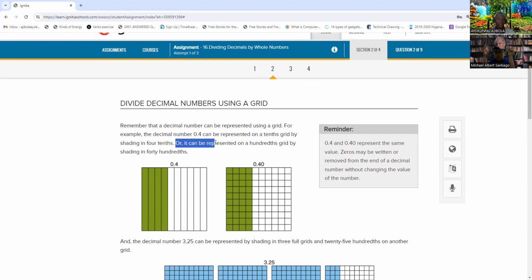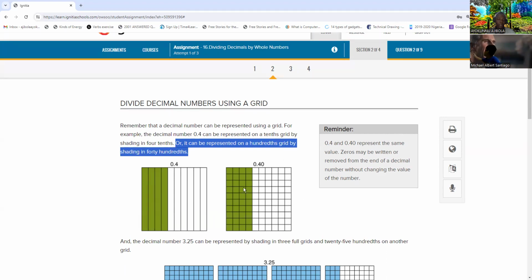Or the same number can be represented on a hundreds grid by shading 40 in 100. So if you look at the first image here, that is 4 in 10. And if you look at the second image, that is 40 in 100 square boxes.